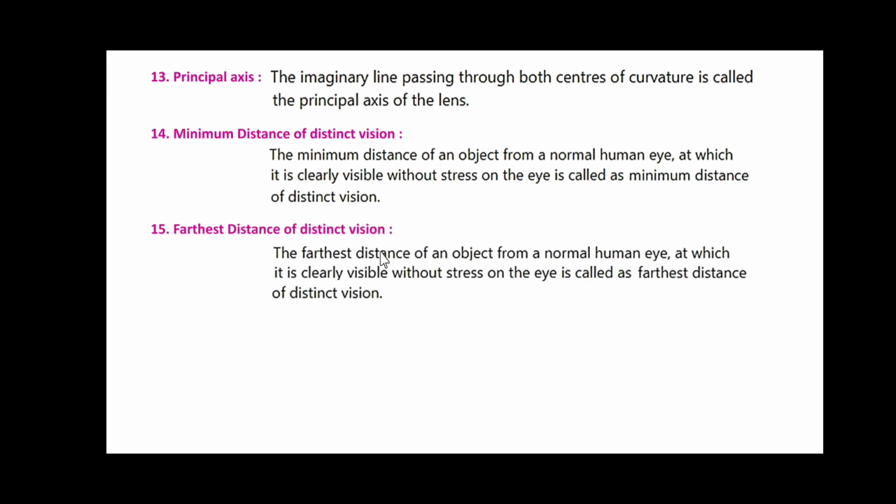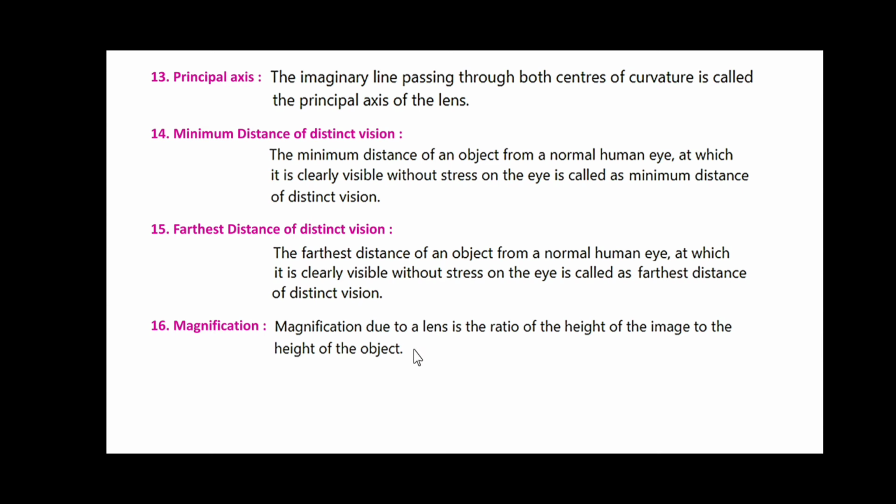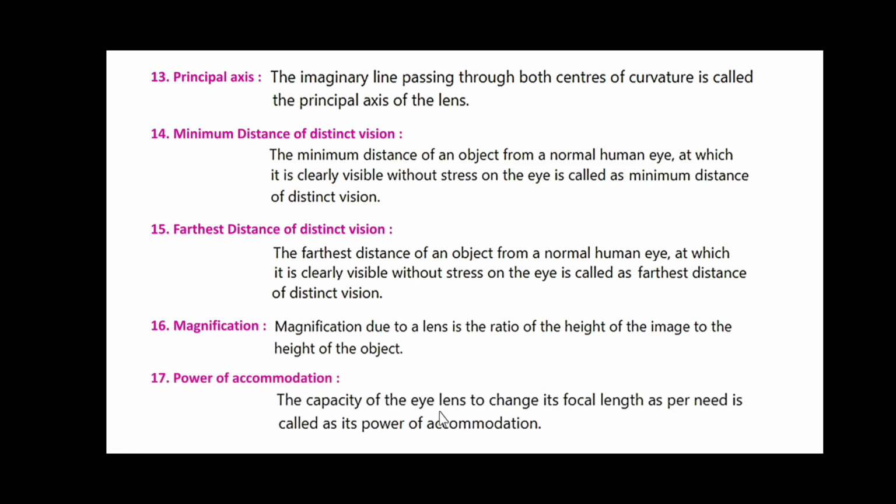Farthest distance of distinct vision. The farthest distance of an object from a normal human eye at which it is clearly visible without stress on the eye is called the farthest distance of distinct vision. Magnification. Magnification due to a lens is the ratio of the height of the image to the height of the object. Power of accommodation. The capacity of the eye lens to change its focal length as per need is called its power of accommodation.